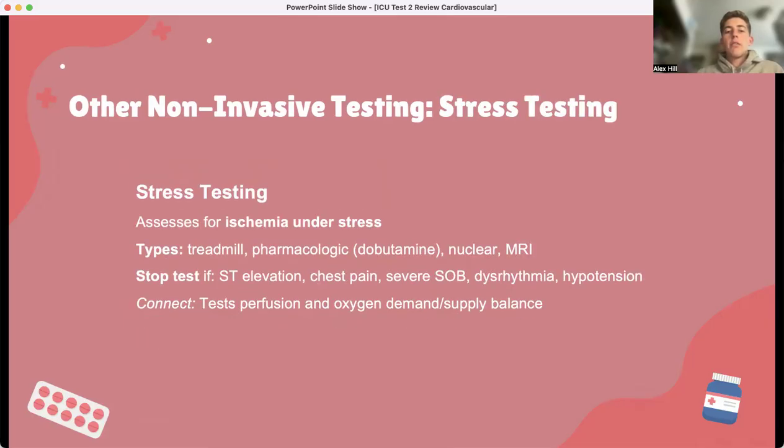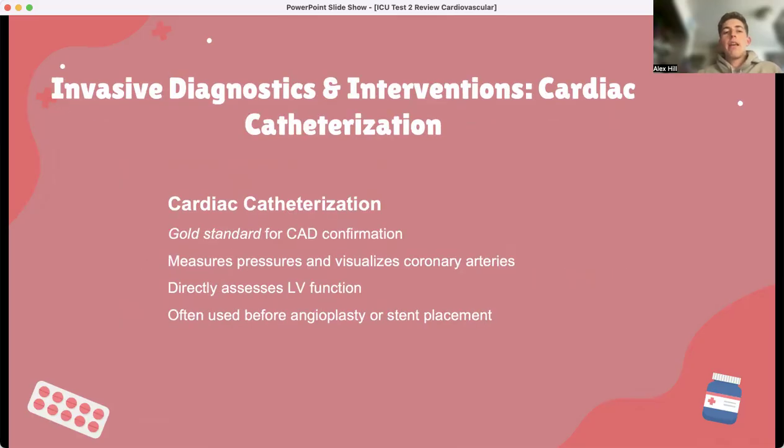Okay, stress testing. Essentially, it's like trying to give someone that angina, right? So it's making the heart require more oxygen to see if they are getting enough oxygen, sort of. Okay, cardiac catheterization. Not only is this used for placing stents, but it's also used to visualize what's going on. People are going to be given contrast, and it's essentially like a continuous CT scan sort of thing, and you're going to be able to see what's going on inside the heart.